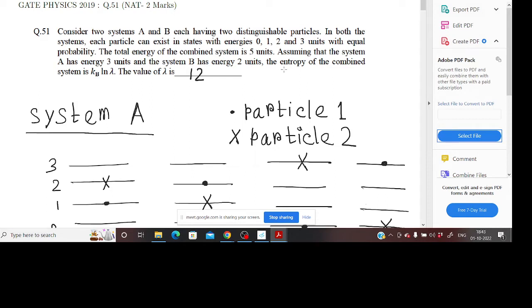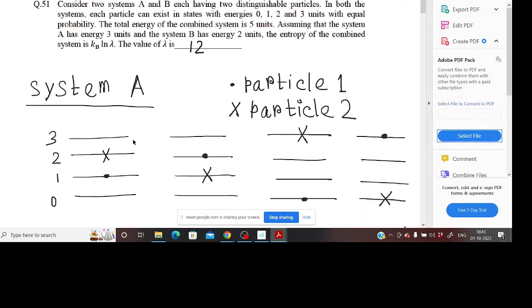Okay, and the entropy of the combined system is kb log lambda. We have to find out the value of lambda. So basically we have to find out the entropy of the combined system. Okay, so let's first consider the system A. So system A has two particles, and the particles are distinguishable. So we denote the first particle with this dot and particle 2 with cross. Okay, and the energy levels are like this 0, 1, 2, 3.